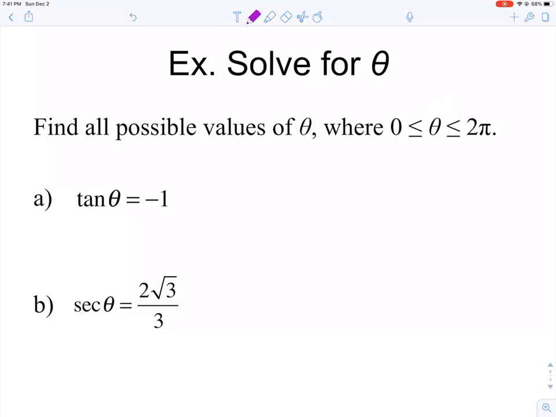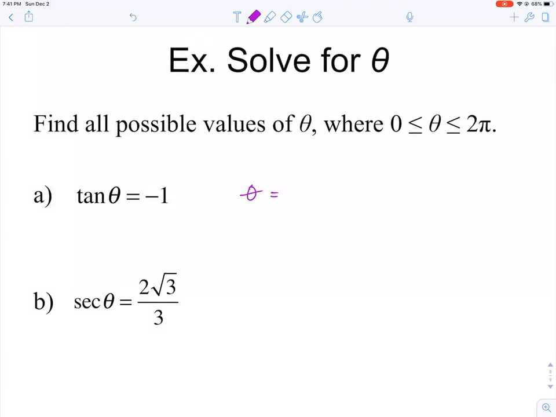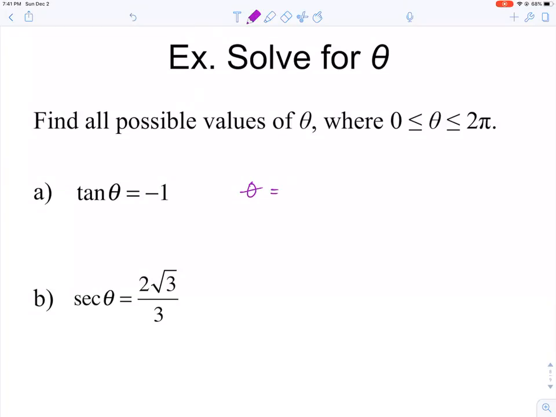Okay, so now notice that the domain over which we are solving is in radians, so our solutions are going to be in radians. Tangent is negative in quadrant 2 and quadrant 4. Okay, so in quadrant 2, tangent of theta will be equal to, what was that, 3π/4? Okay, and then in quadrant 4, that would be 7π/4.